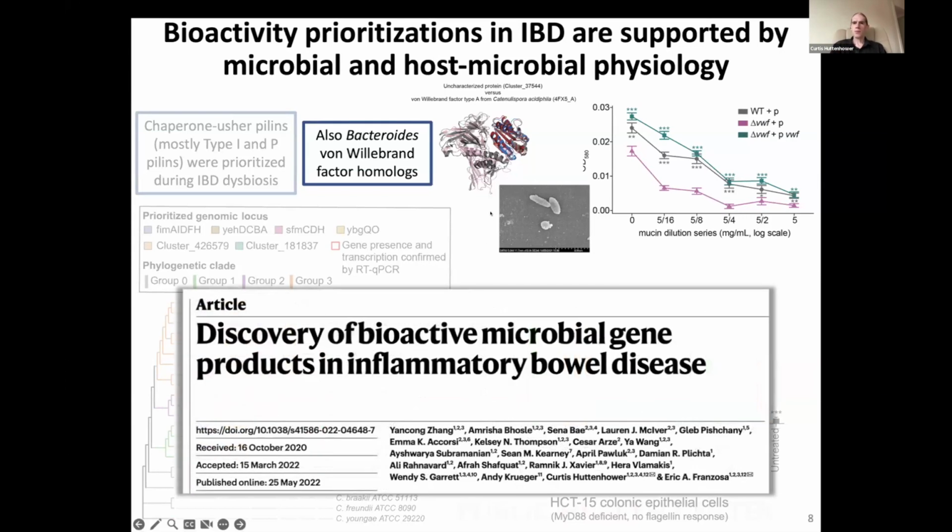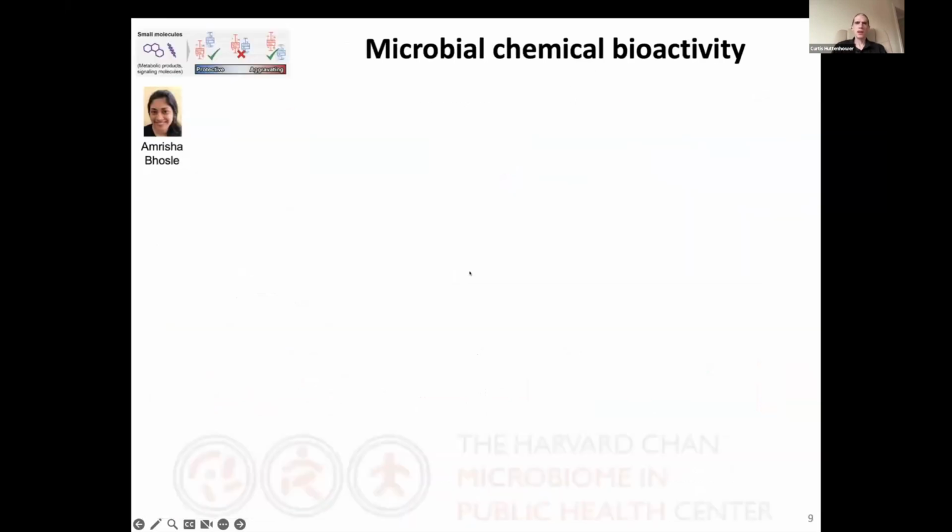So this work on MetaVivola and prioritization of bioactive protein families in IBD and other phenotypes is already published. I want to squeeze into the time today a little bit of description of some of the follow-up work we've been doing for other types of bioactivity around microbial chemical activity rather than protein products.